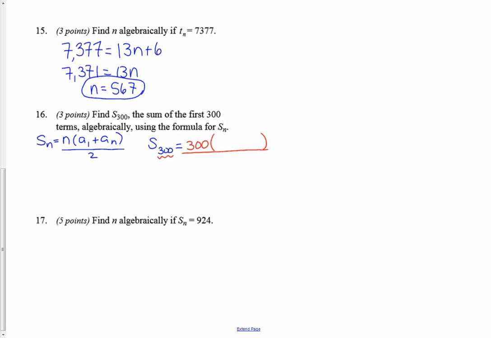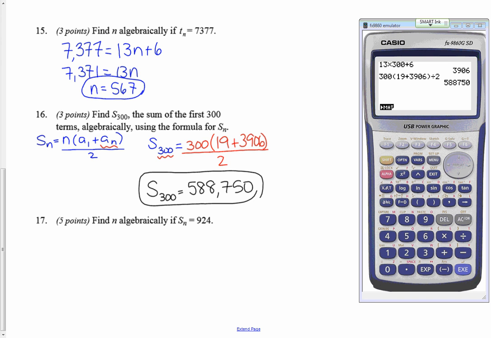Then I need the first term. Looking back at the directions for this problem, the first term was 19. Then I'm going to add the nth term, which would be the 300th term for this problem. If you look up at number 14, we found that answer was 3,906. And I'm taking all of this and dividing it by 2. This is something I definitely use my calculator for. I typed that in, making sure to use parentheses, and I got 588,750.